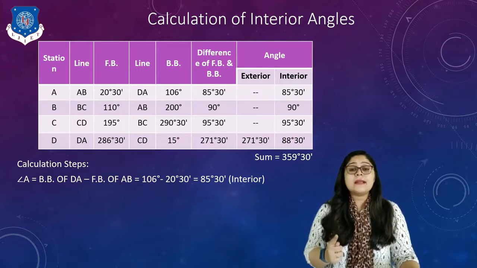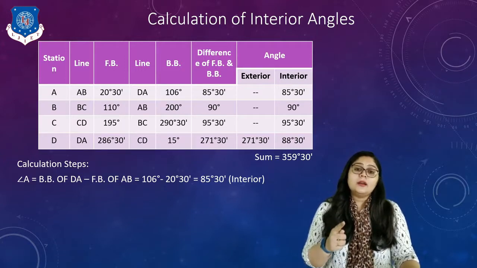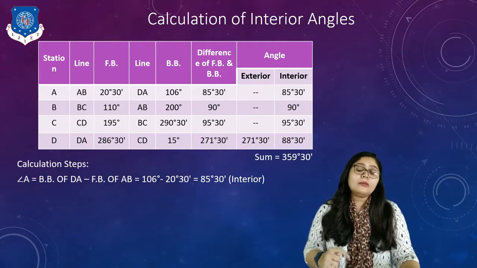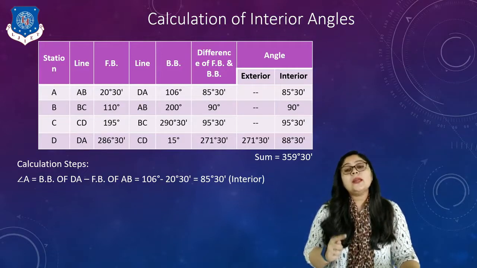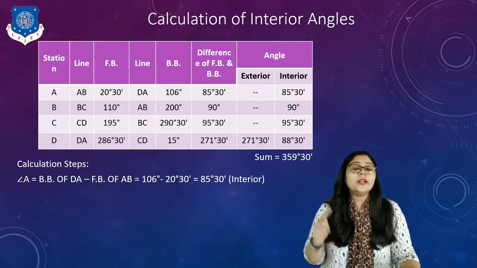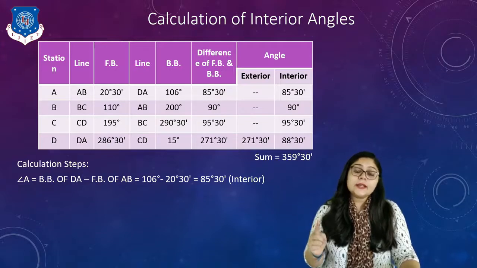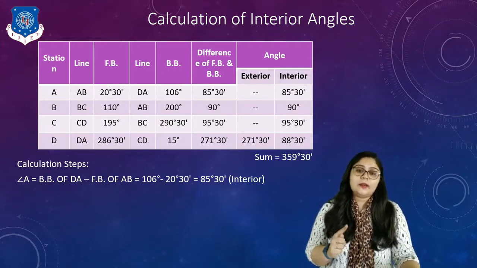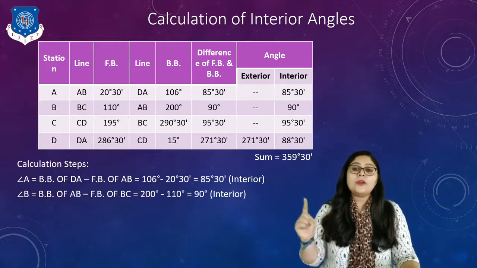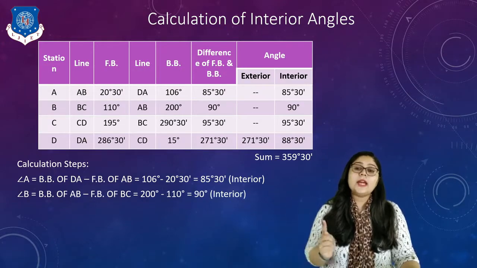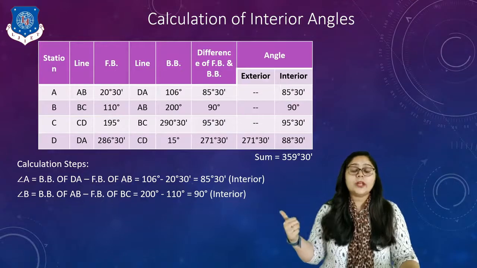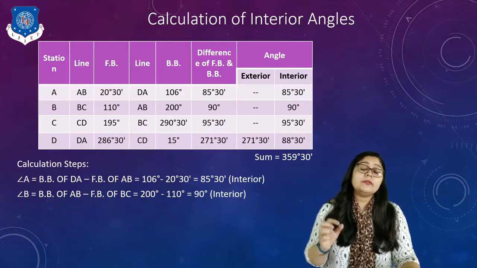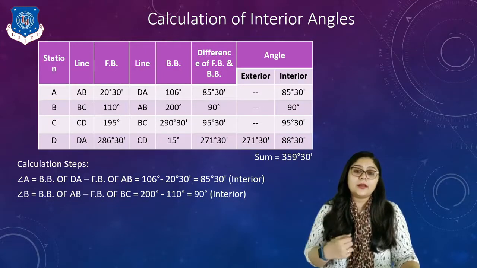Here, this answer is the interior angle. How can you know this? You can identify this from the traverse only, whether it is an interior angle or the exterior angle, right? Next, if I want to calculate the angle B, then I have to simply subtract the fore bearing of BC from the back bearing of AB. It means 90 degree, which again gives me the interior angle.